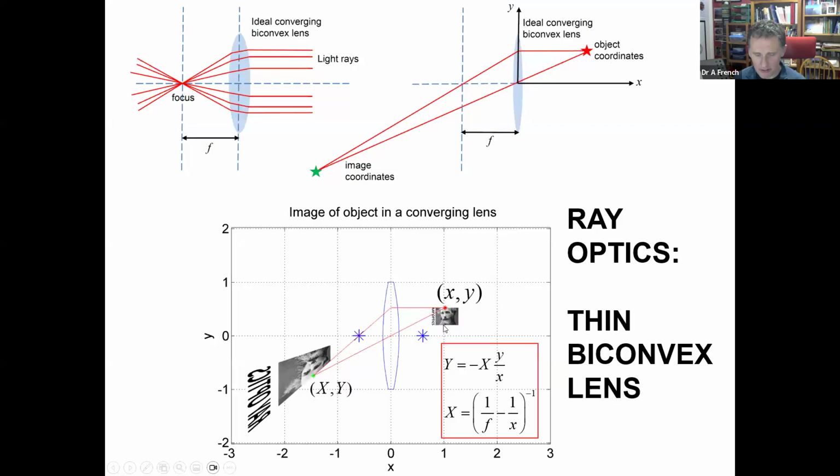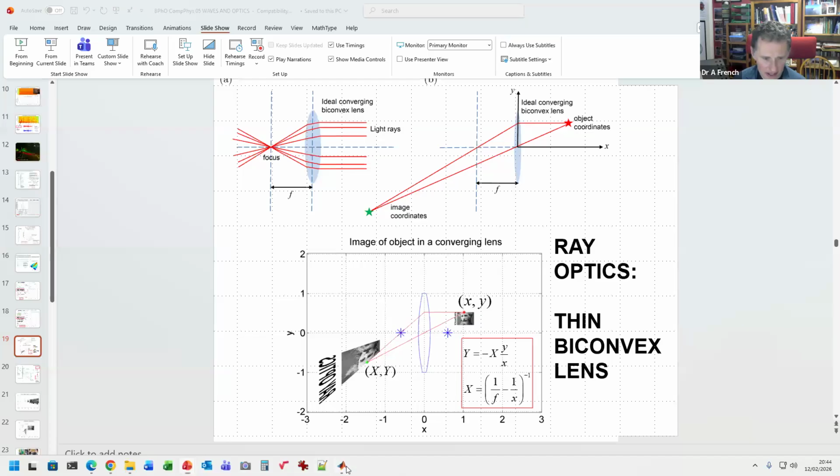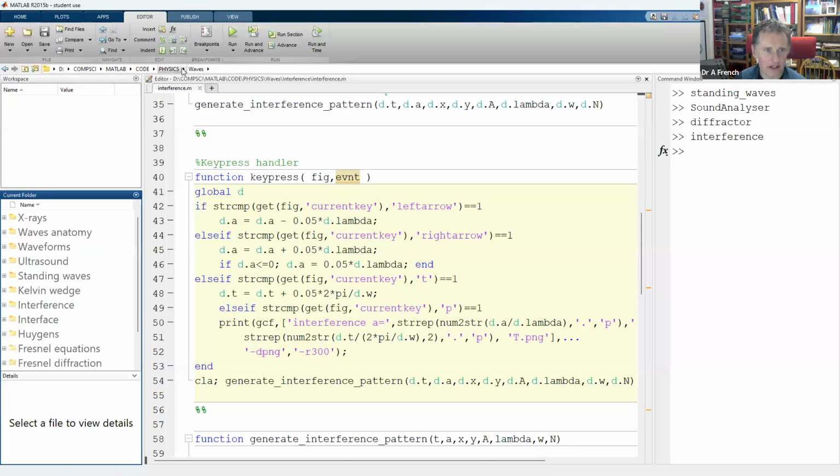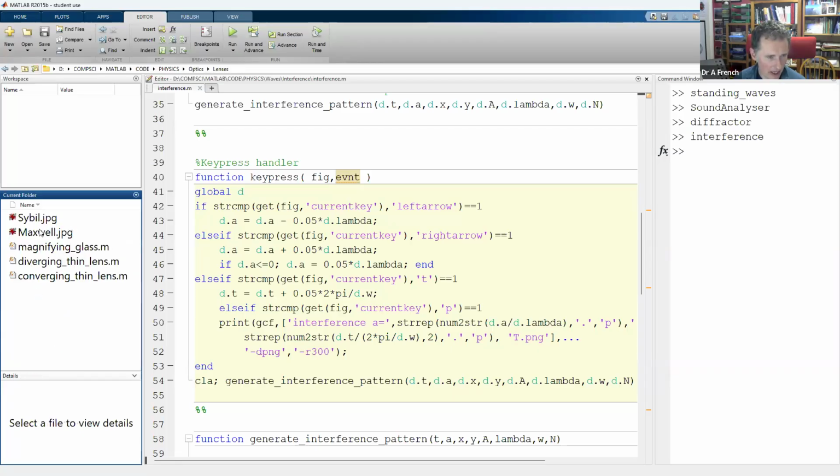My bitmap here is a grid of pixels, x, y, and I'm transforming them this way, and that's where they end up. So if you can move that around, maybe with your mouse pointer, you can work out where the image is. So I think we'll do that. Here's a little bit of MATLAB code. If I go to physics, I think it's under optics. There you go. We've got lenses.